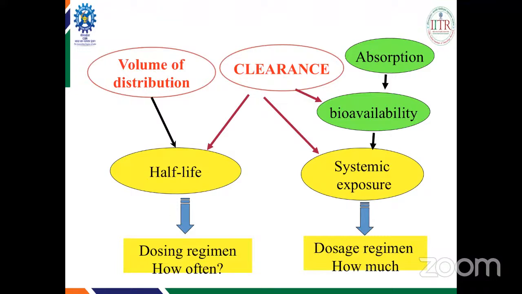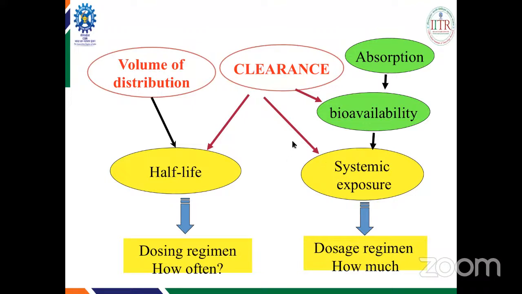As I talked about, especially in terms of the dosage regimen, when we say how much and how often a drug chemical or any drug molecule can be taken, there are some fundamental parameters which are very important: volume of distribution and clearance. Remember, these are the two very fundamental parameters which we need to understand, because they govern several other parameters of the body, especially for any given chemical.